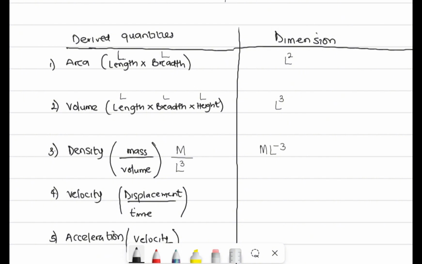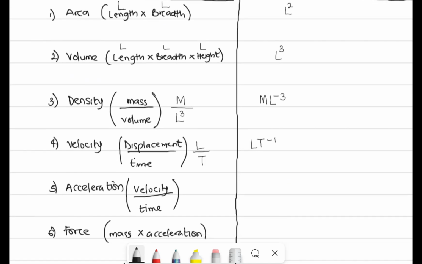Again, velocity. Velocity is displacement over time. Displacement is measured in meter, so dimension should be L. And time is T, L over T. So we have L T minus 1. Okay, so let's progress still.